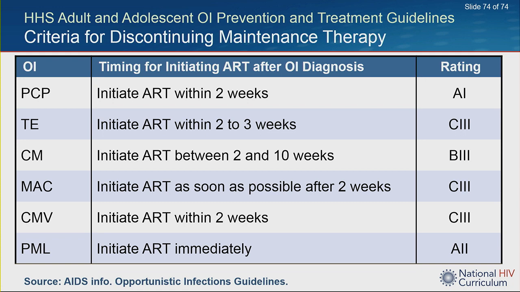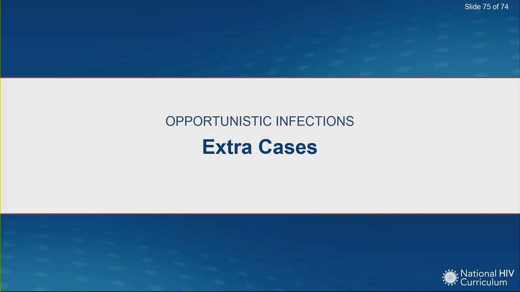Interesting with CMV, there isn't a long wait period. It's recommended that you can start within a two-week period. And then last with PML, that's the one where there should be no delay. Antiretroviral therapy is the therapy. So there's no reason to delay more than a day or so. You want to immediately get those people on therapy.